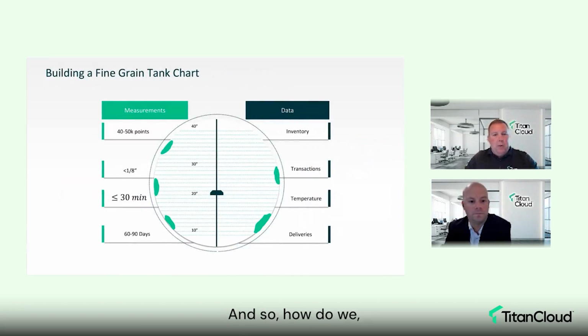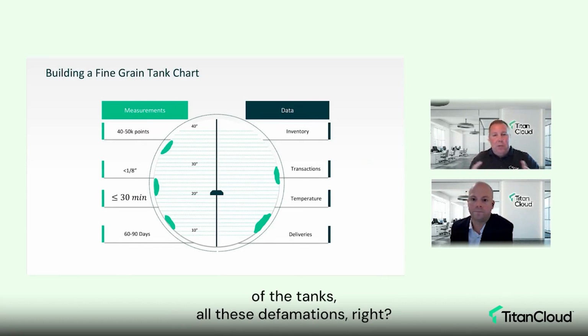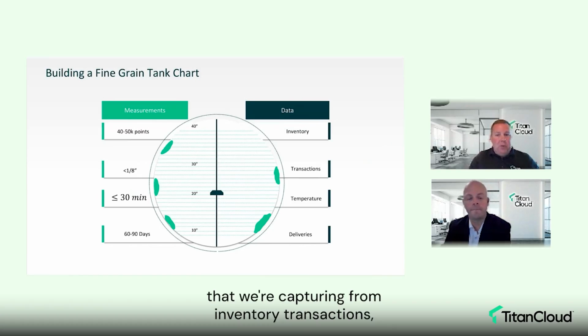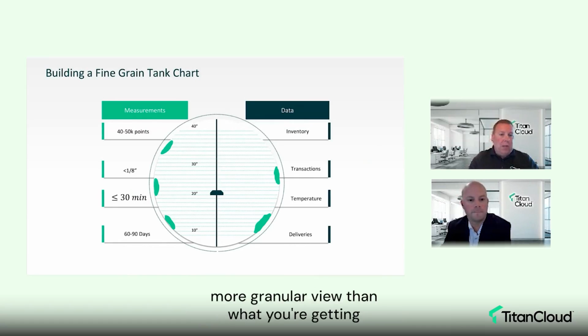Absolutely. So how do we solve this at Titan Cloud? How does our technology help generate a foundational chart, what we term a fine-grained tank chart, that takes into account all of these abnormalities of the tanks, all these deformations? What we're doing is leveraging the data on a continual basis, high frequency data that we're capturing from inventory transactions. We're accounting for temperature. We're accounting for the deliveries, the inputs and the outputs coming from the systems. We're doing this on a high frequency basis in a much more granular view than what you're getting with a typical tank chart, and we're doing that over and over and over again.